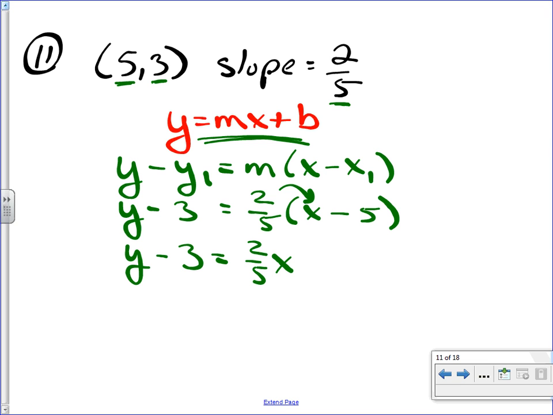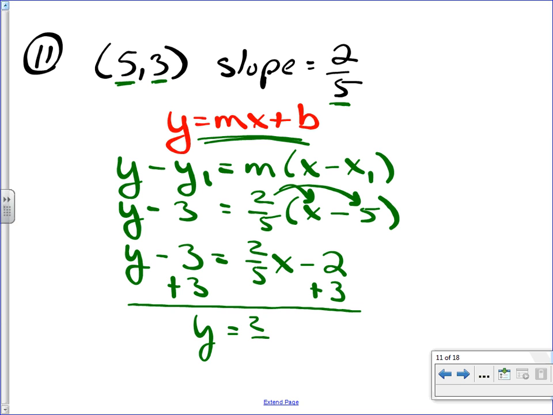2/5 times x is a 2/5 x. And a 2/5 times a negative 5 is a negative 2. Next thing I'm going to do is move that 3 to the other side, and we're going to do that by adding it to that negative 2 there. A negative 2 plus 3 gives us a positive 1. So notice our equation is now in slope-intercept form. y equals 2/5 x plus 1. And that would be choice B.